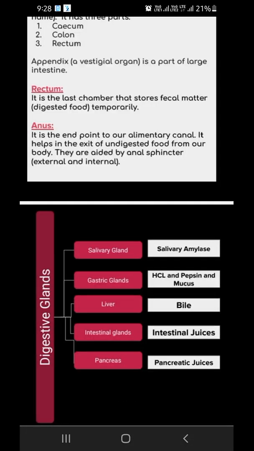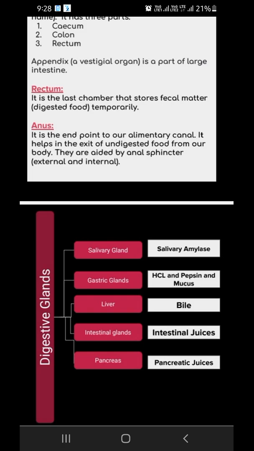The salivary gland releases salivary amylase, and it converts starch into maltose. Gastric glands release gastric juices, which are pepsin, renin, and lipase. Pepsin converts protein, renin converts milk, and lipase converts fat. Renin is found in small babies. And mucus is similar, so don't worry.